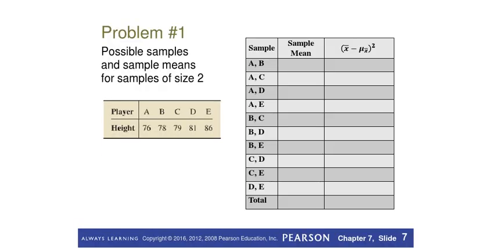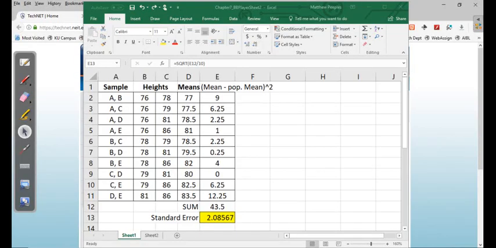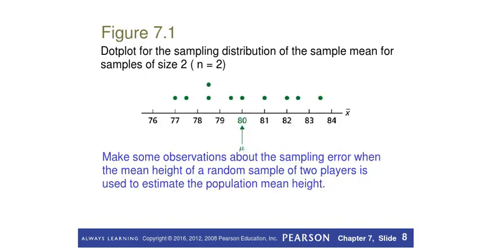So right here, this is what you guys are going to do in the assignment. You're going to get those sample means that I just did in our table, and you're going to fill in this table, and you can copy it over from Excel into Word. So what observations can we reach about this particular situation? Well, on the handout I ask, if we want to make some observations about the sampling error when the mean height of a random sample of 2 players is used to estimate the population mean, well, we can see that we get a pretty large variation.